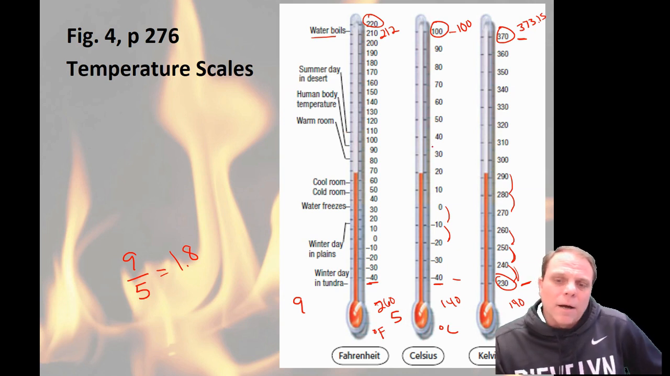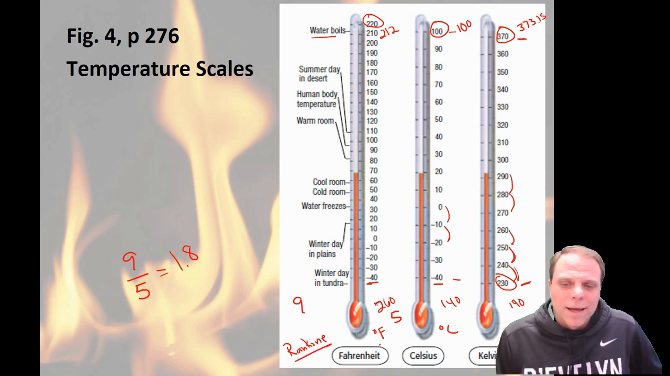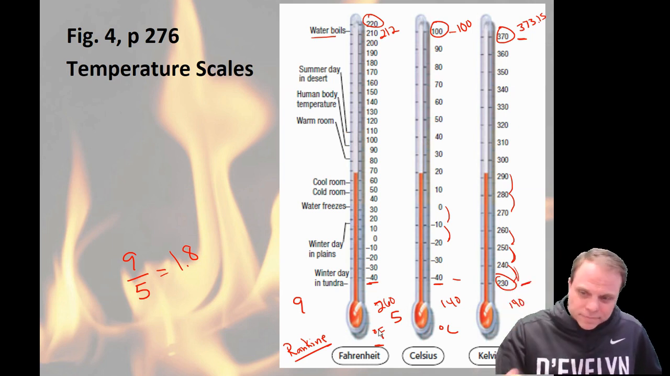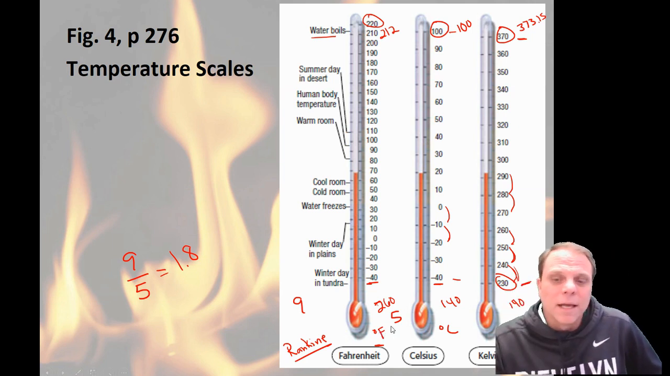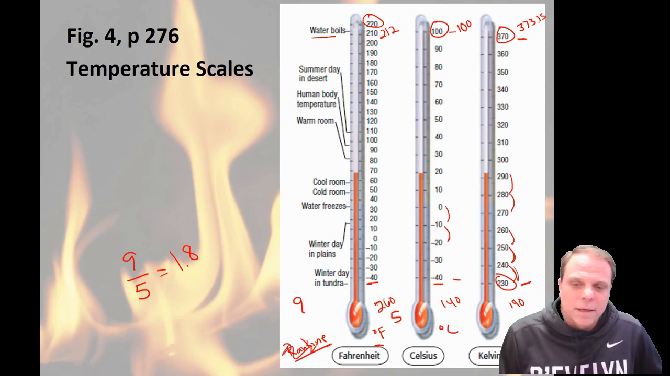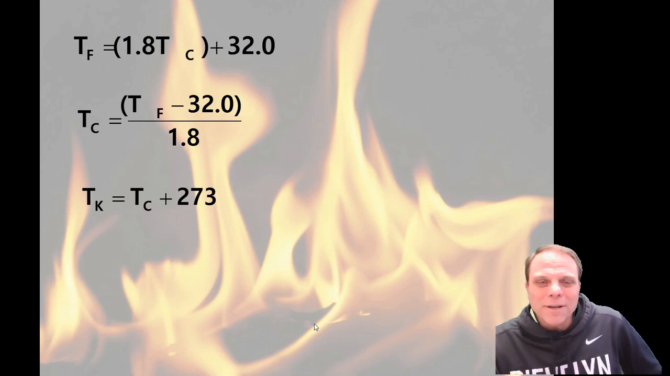In this system, we also have something called Rankine, and it's equivalent to Fahrenheit as far as the actual sizes of the degrees, but it works kind of like Kelvin does in terms of how you could apply it mathematically, but we won't worry about that. So that's just extra facts for you. So here are our formulas.